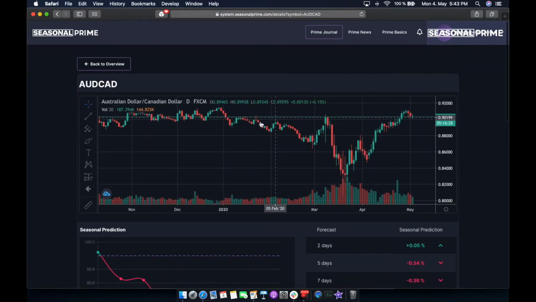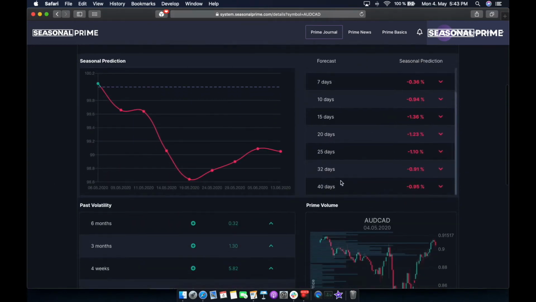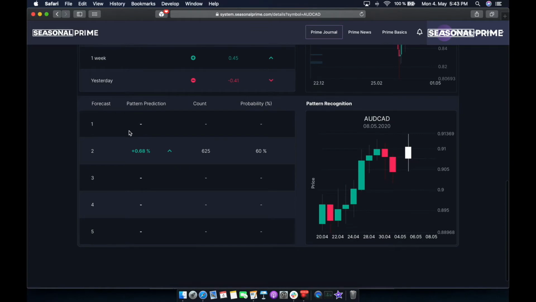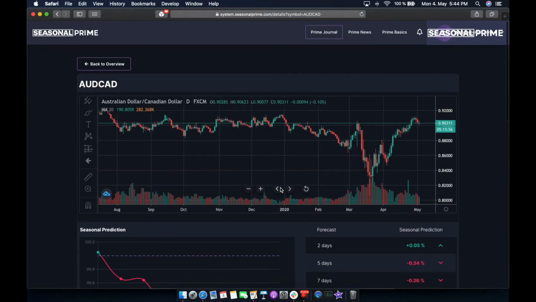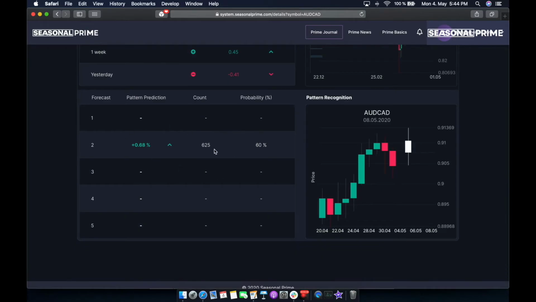We're going to see a trading view chart, we're going to see a seasonal prediction, then the seasonal prediction in days numbers, we see the past volatility, we see the prime volume, we see then the pattern prediction with the pattern count and pattern probability, and this is then the pattern recognition in the chart, where we can also see a potential scenario, how it can look like in the chart. The two most important things are basically the seasonal prediction and the pattern recognition.